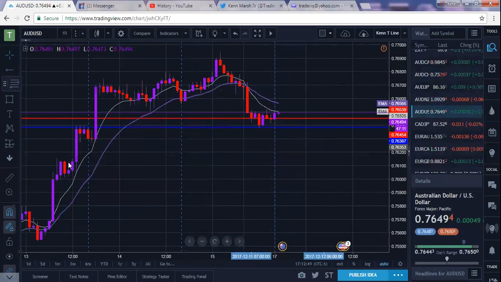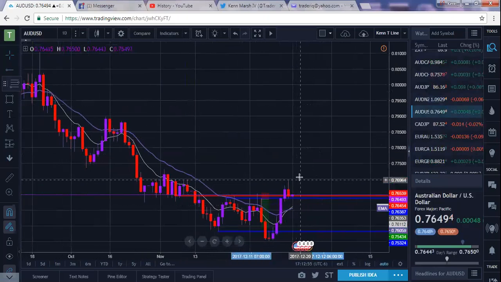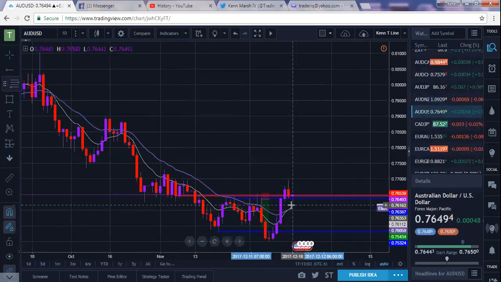If we go to the daily time frame here, you can see we are starting to go bullish for the AUD/USD, but it could pull back into these moving averages and then continue higher. So at this point, that's probably what's going to happen this week.